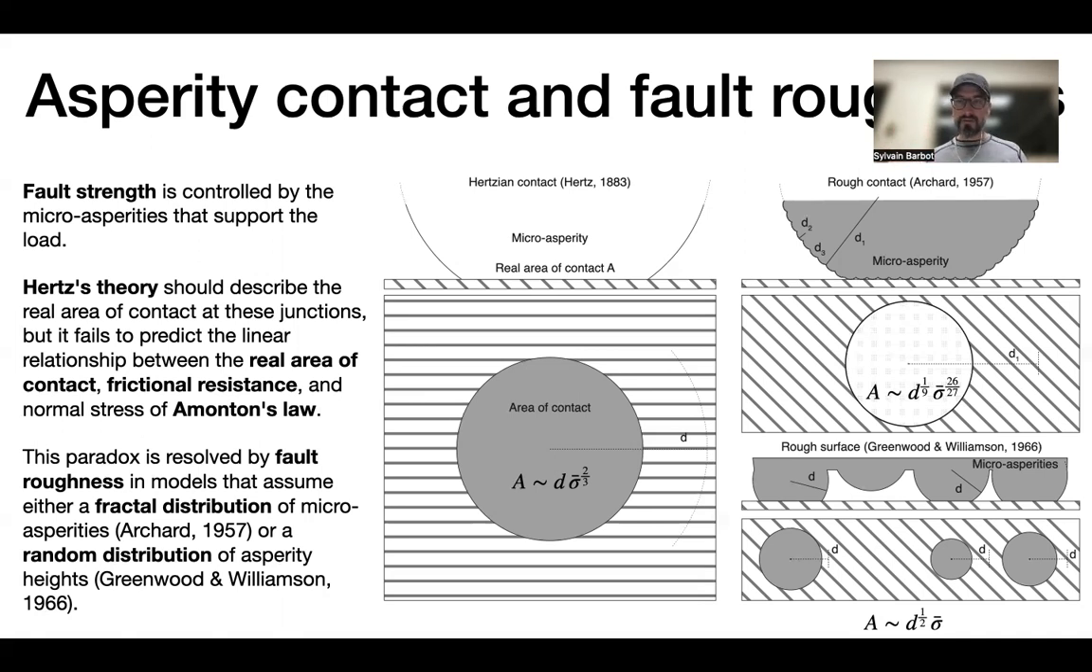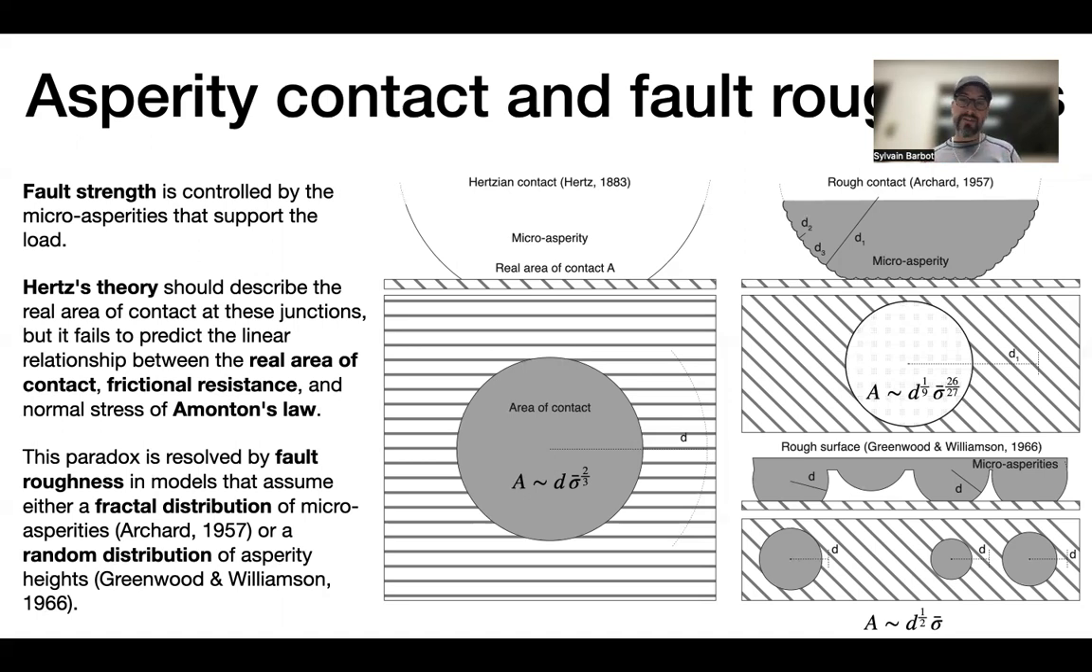In a second model, the contact junctions are considered identical and perfect spheres, but they are in contact with the other side starting from different heights, assuming a long wavelength topography of the surface. And so these initial heights are randomly distributed, and we can look at the average value of the area of contact as a function of the average value of normal stress.